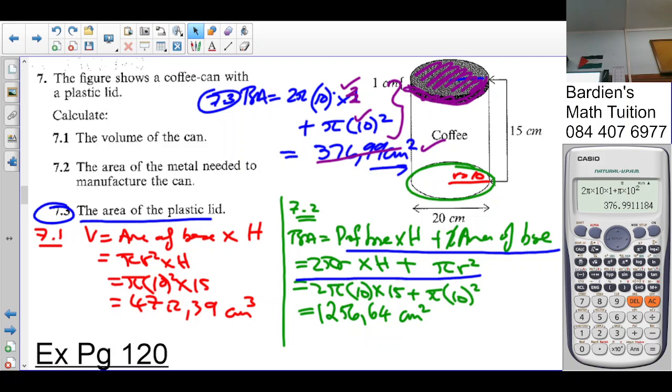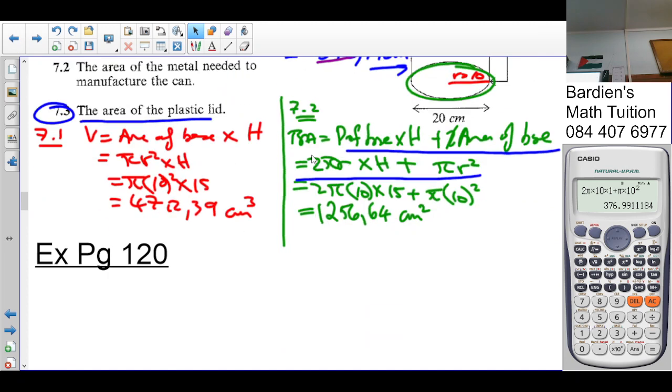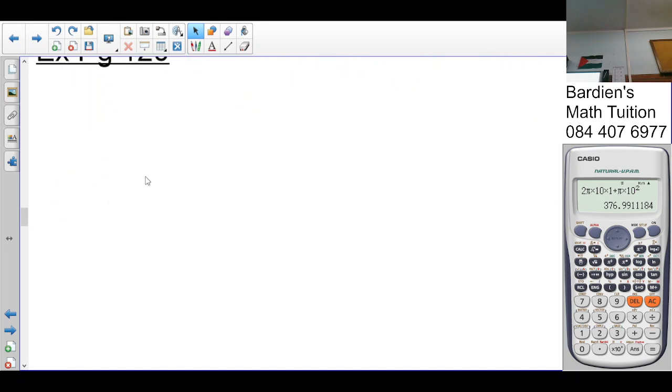They didn't say the area of the circle only, the circular part of the lid only. So we assume it's the whole thing. But they made a mistake in their calculation. Because this is exactly what they have in them. Okay? That's number 7. Number 8.